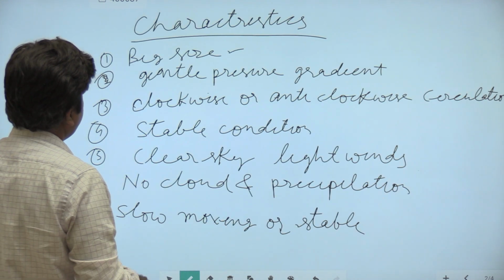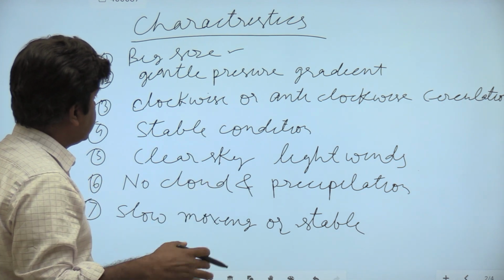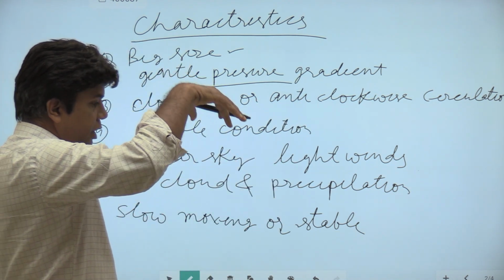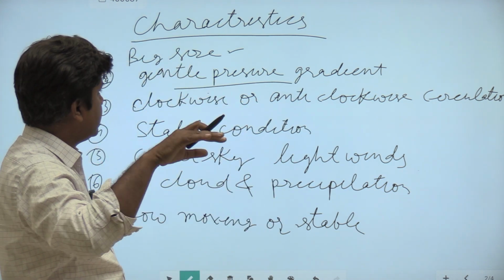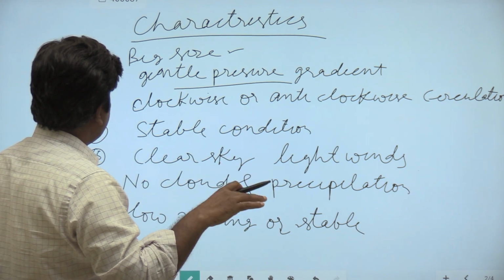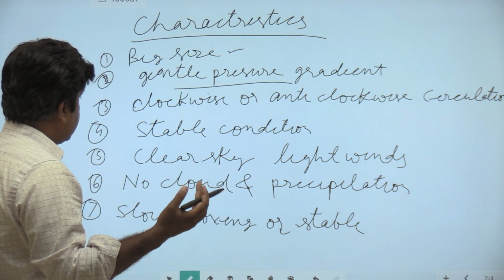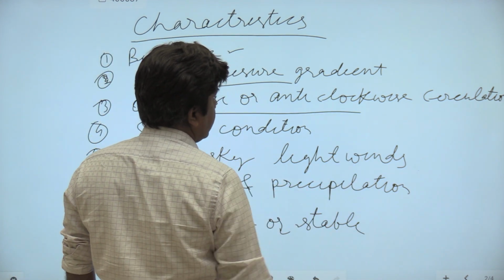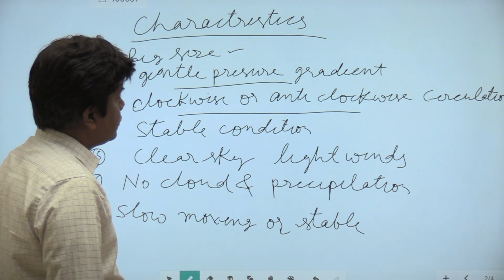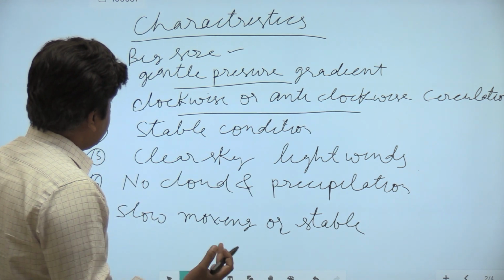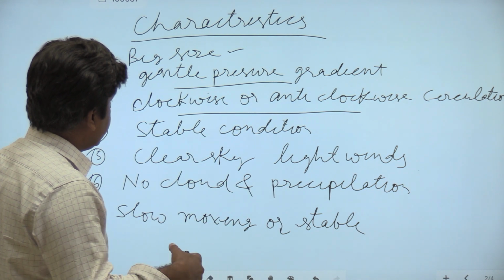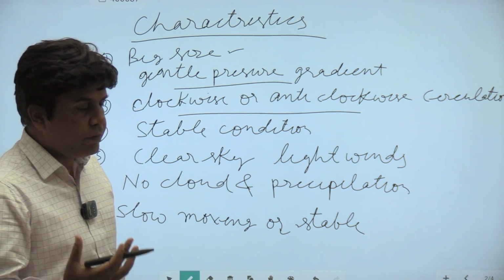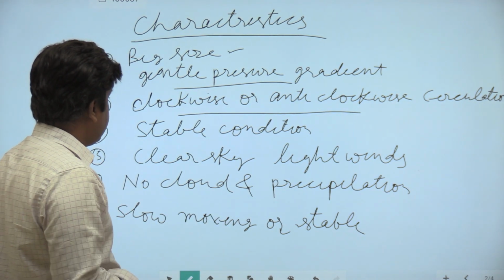Another characteristic of the anticyclone is that the pressure gradient is very gentle, because air is subsiding and gradually moves outward. We have already talked about clockwise or anti-clockwise circulation. Whether the circulation will be anti-clockwise or clockwise depends upon in which hemisphere the anticyclone has developed.